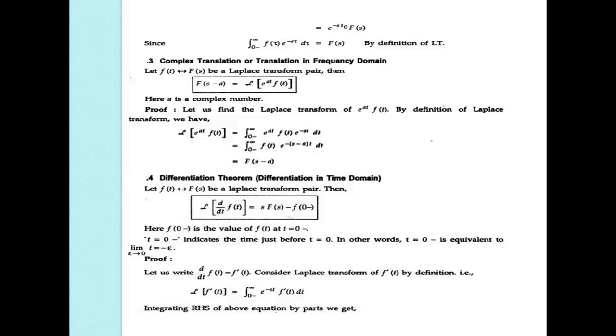Here they are taking f of 0 minus. It is for the unilateral, not for the bilateral, my students. If there is the adding of minus f of 0 minus, that is for the unilateral Laplace transformation. These are the only properties that differ between bilateral and unilateral. Remaining all are the same.